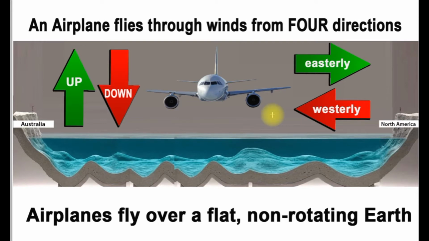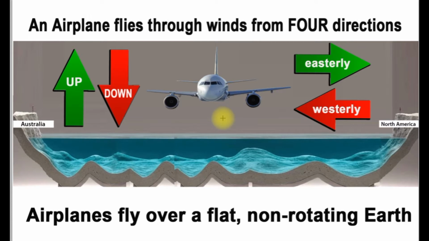I'm gonna be talking about how the airplane has to fly through winds coming from four different directions. We have easterly and westerly winds, as well as winds that go up and down. A lot of globe believers keep on sending me links of videos demonstrating that autopilot is adjusting the plane due to the curvature of the Earth, and we will see here today that this is not the case.